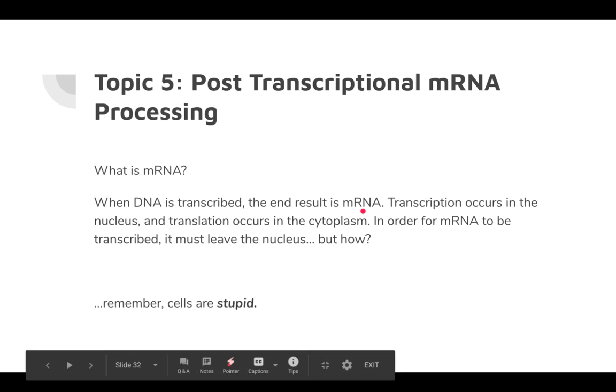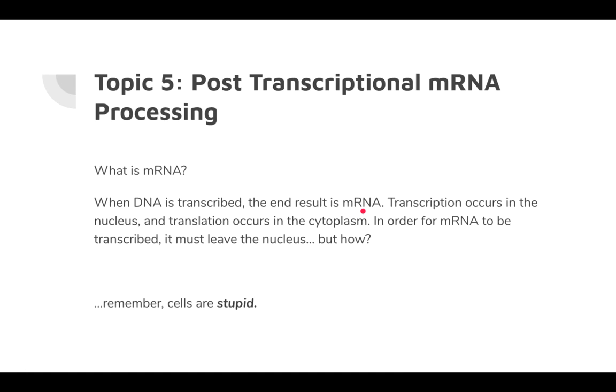And this process of transcription occurs in the nucleus. Translation occurs in the cytoplasm. Now, in order for mRNA to help in translation, it has to leave the nucleus. But cells are stupid. So how do they really know when to let mRNA out?